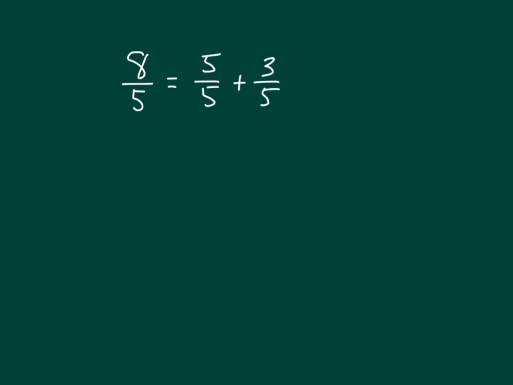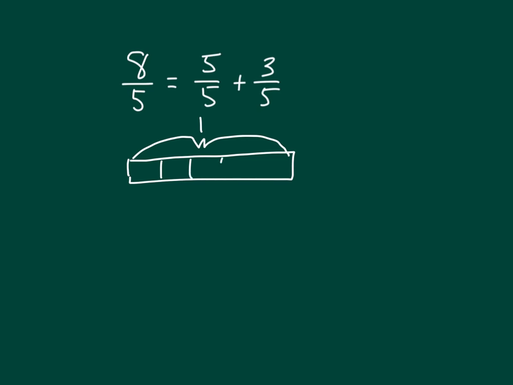Let's take a look at a few more problems. Well, look at this. We have 8/5, and 8/5 is decomposed as 5/5 plus 3/5. So if we were to draw a tape diagram for this, let's see what we get. For this first tape diagram, we had 1, and it was divided into 5 parts, and I was looking at 5 of those parts, or 5/5.